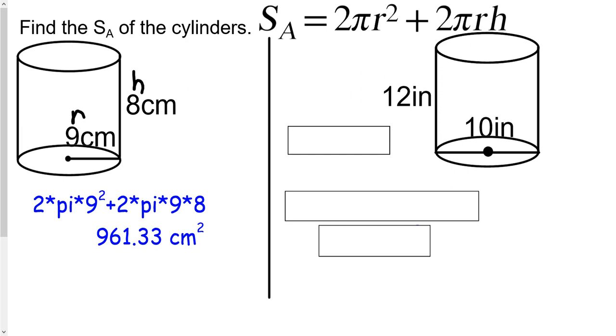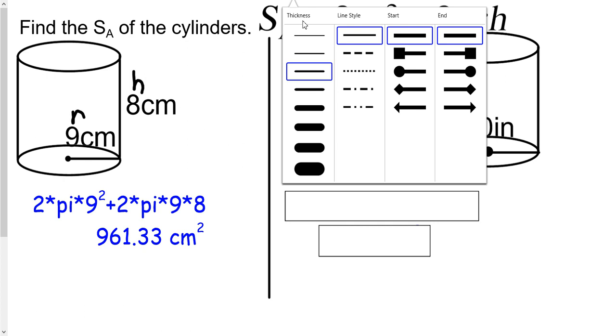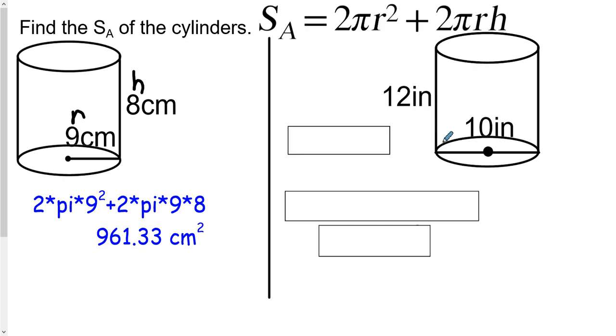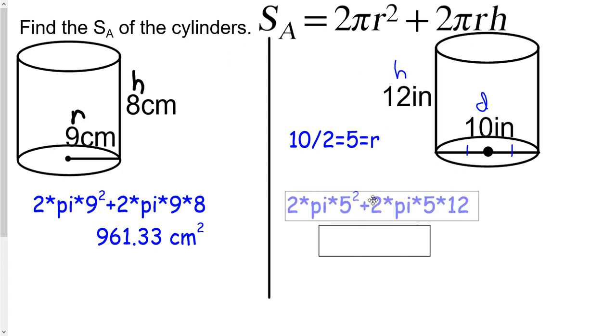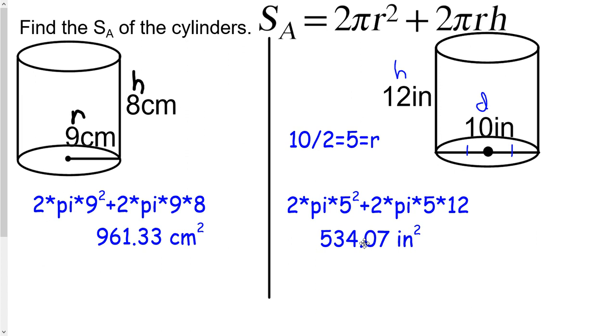Next one, we've got 10, but the line goes all the way across. And then we have 12 for my height. So this is height, this is diameter. So I need to divide it by 2. 10 divided by 2 is 5, my radius. And now I'm ready to go because I've got r and h. Plugging it in, 2 pi times 5 squared plus 2 pi times 5 times 12, right? 120 pi there, 50 pi there. So 170 pi is going to be in the 500s, and 534.07 inches squared is my final answer.